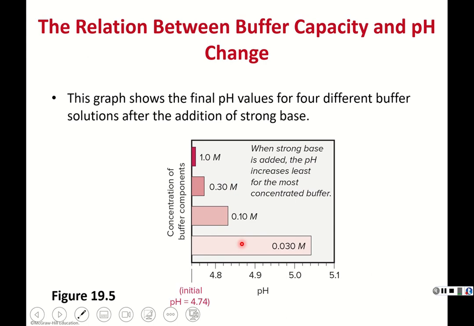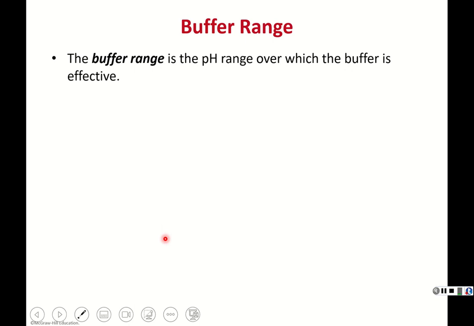So this graph shows the final pH for 4 different buffer solutions. You have a 1 molar, 0.3 molar, 0.1 molar, and 0.03 molar buffer solution. You add the same amount of strong base, and how much the pH is increasing is shown here. You're initially starting at 4.74, and you see that the one that has the highest concentration of buffering components changes the least, which shouldn't be surprising, because if you start with a larger concentration, you're going to have more room for some of that buffer component to be absorbed or converted from reacting with that strong base or strong acid.